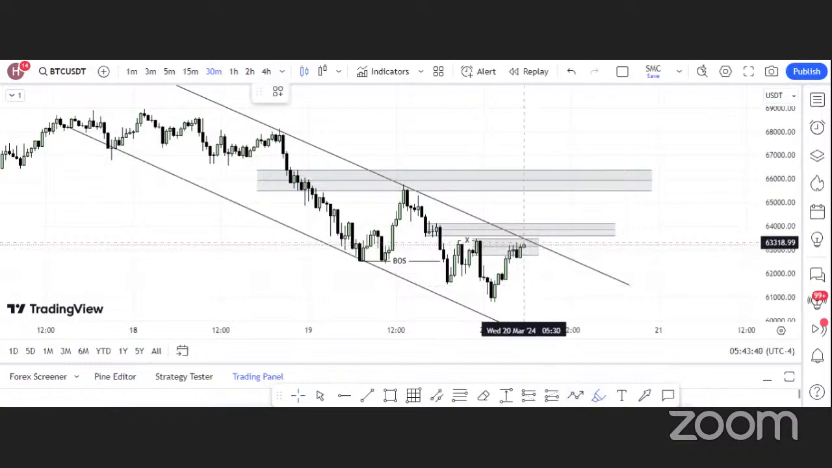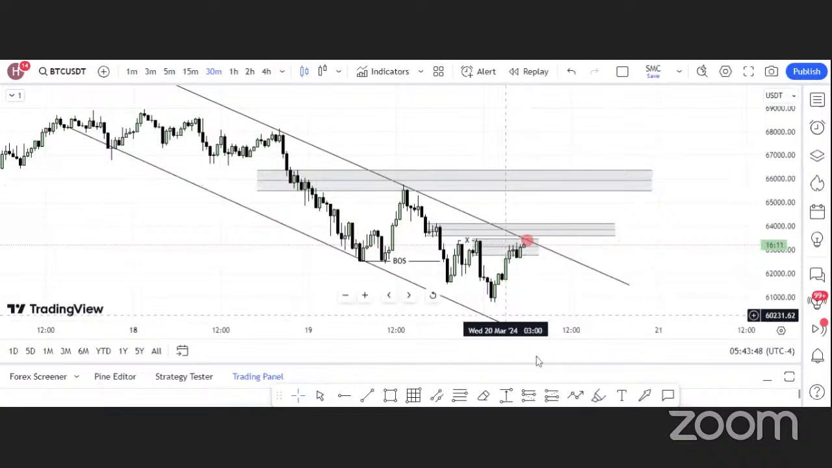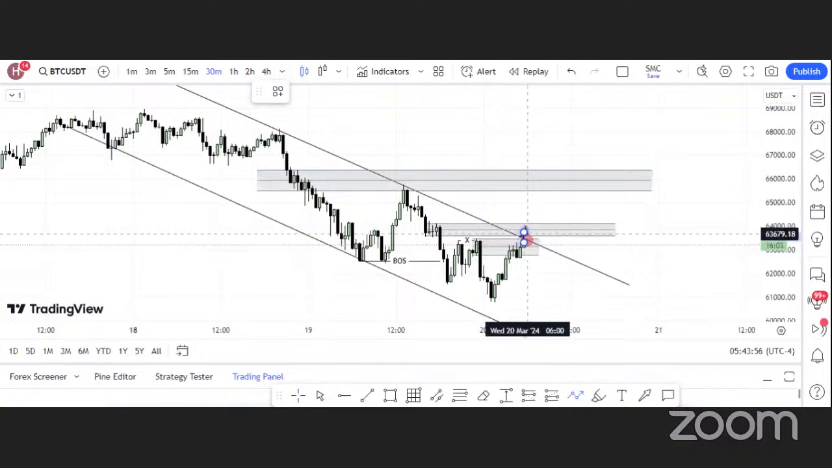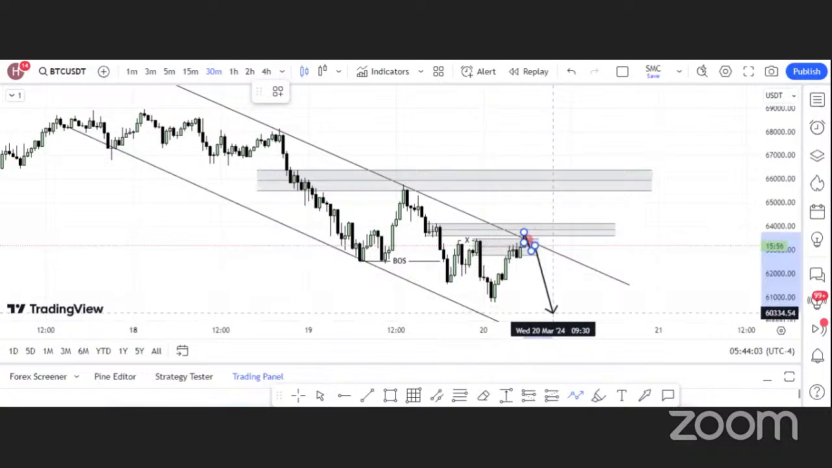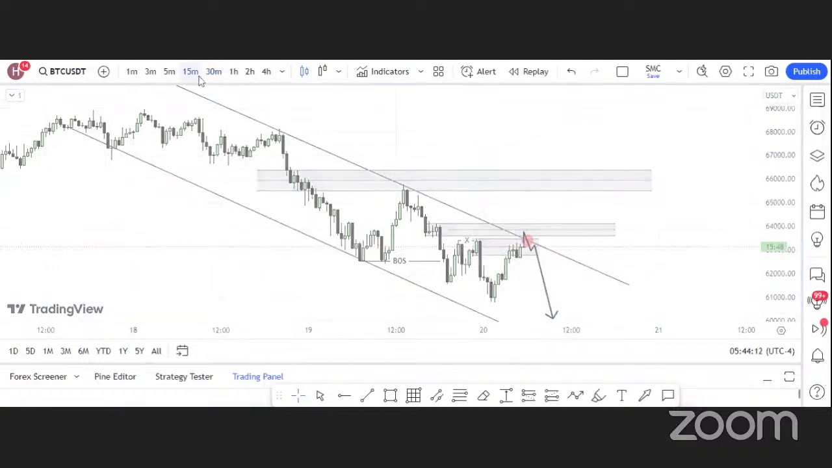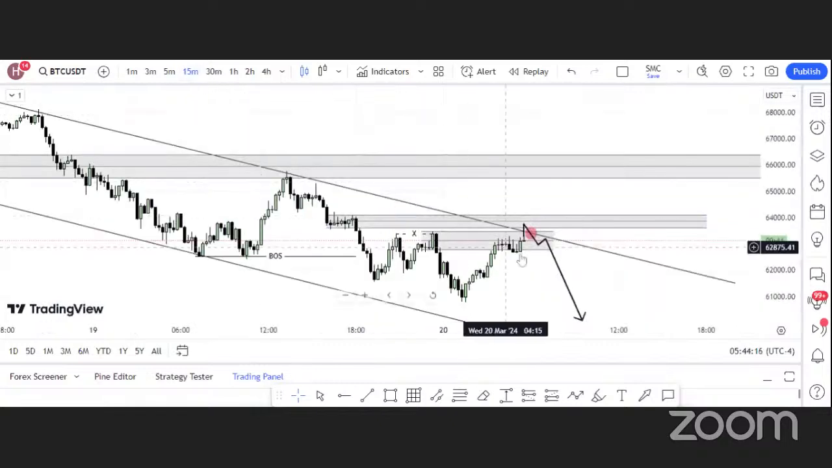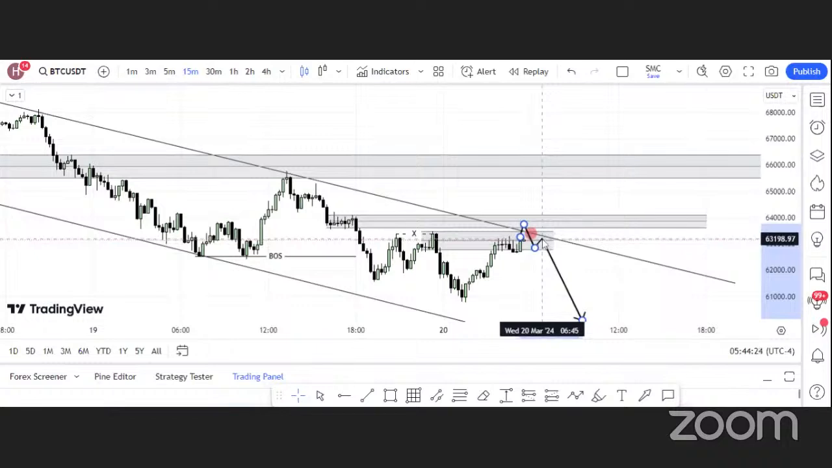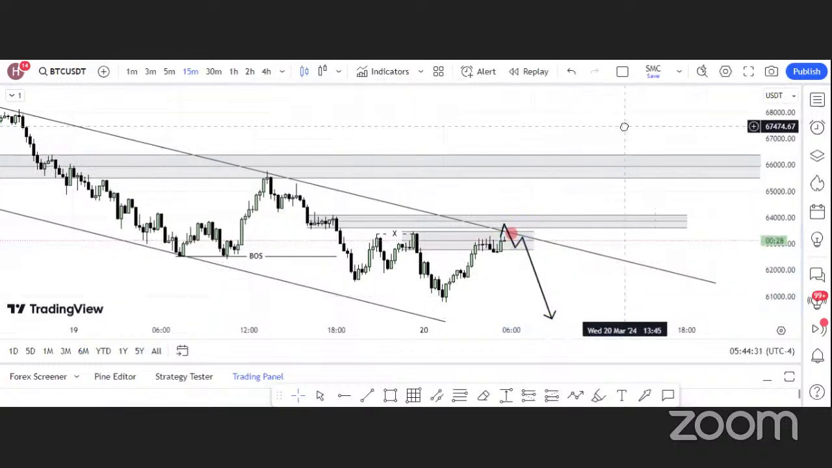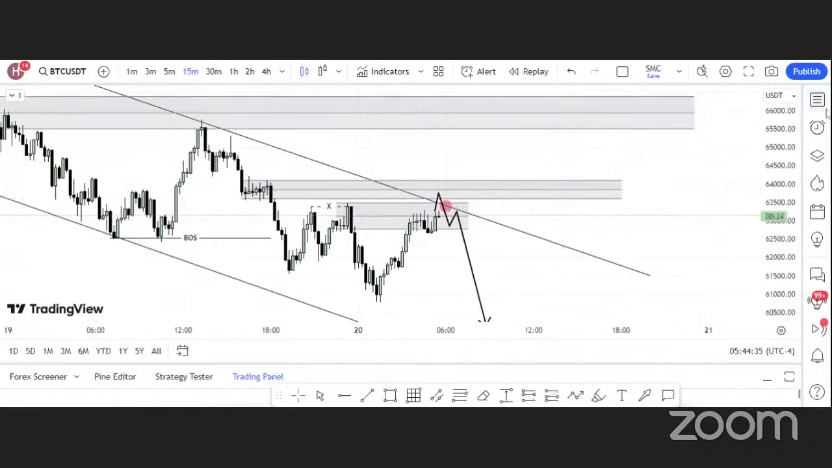Let me get an indicator there. So this is what I'm expecting. Okay, let's make more analysis.